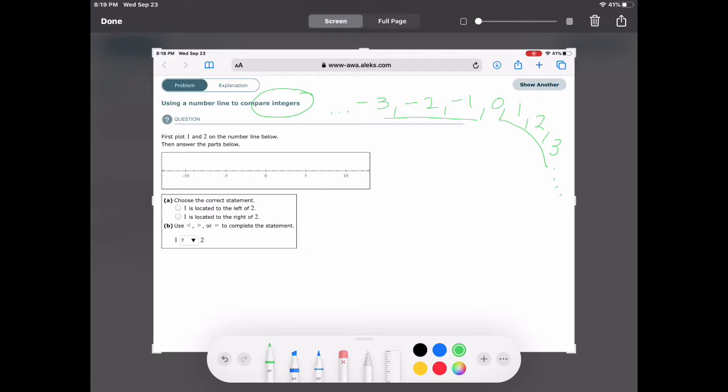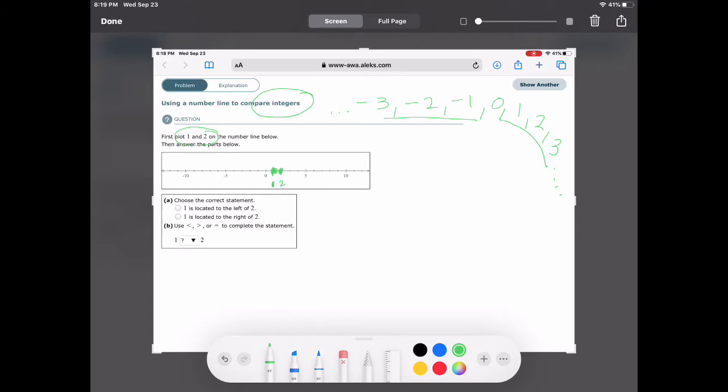So in this particular problem, it says first plot 1 and 2 on the number line, then answer the parts below. So A says, 1 and 2. It's funny, there are no negatives in that one. That threw me. So 1 is here on a number line. So we're going to plot it. I'm not sure what that looks like in your problems. I think you probably have a dot that you can slide along or plot there. And then 2 is right here. They're right next door to each other.